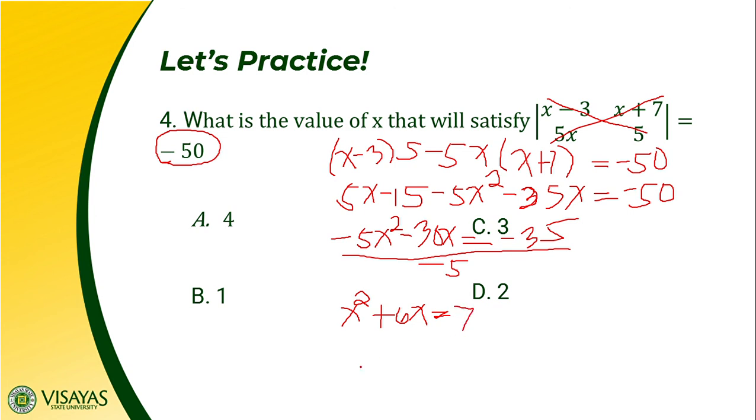Okay, next we just transfer this positive 7 to the left side of the equation. This becomes x squared plus 6x minus 7 is equal to 0. So we have here a quadratic equation, x squared plus 6x minus 7, and in order to find the value of x, we just factor it out.